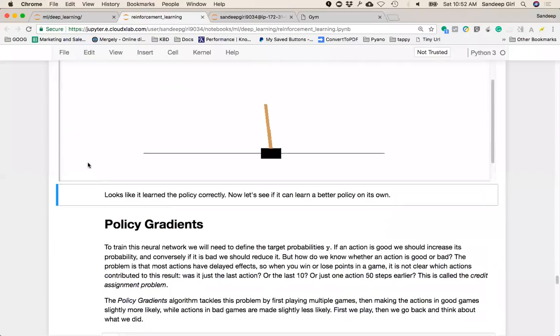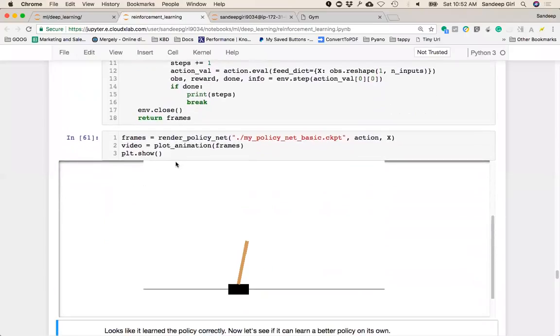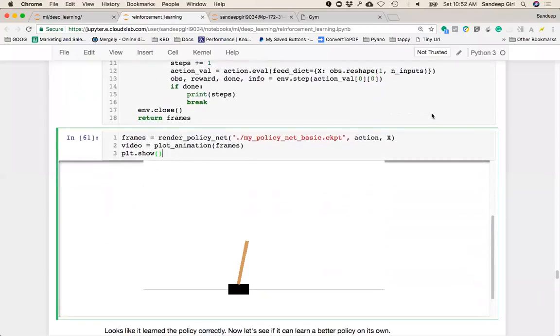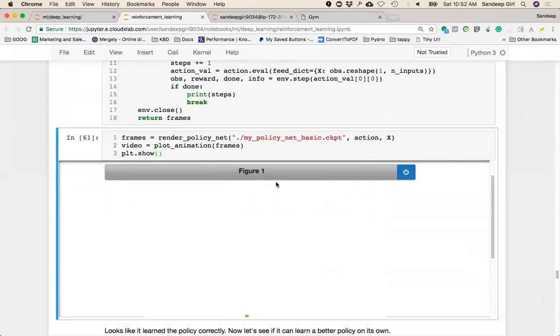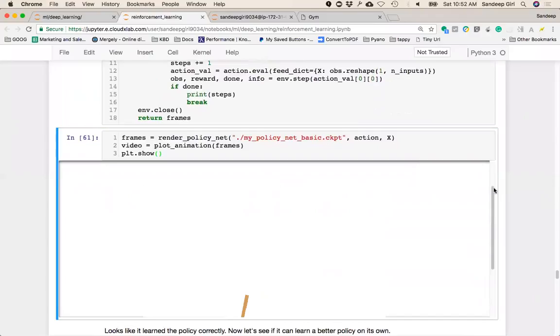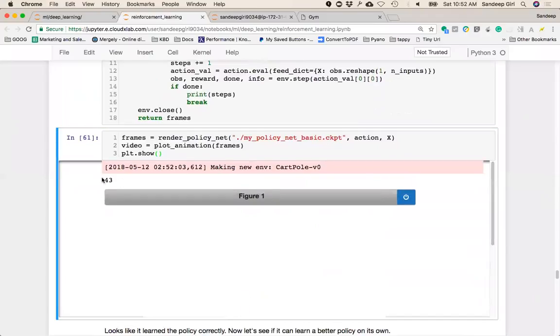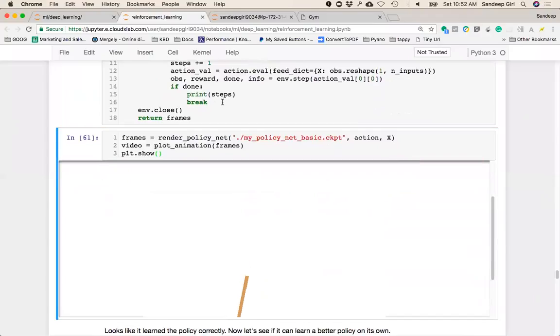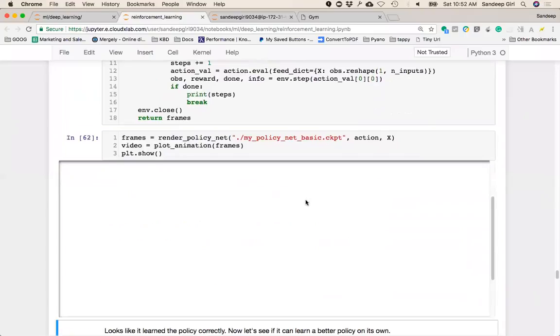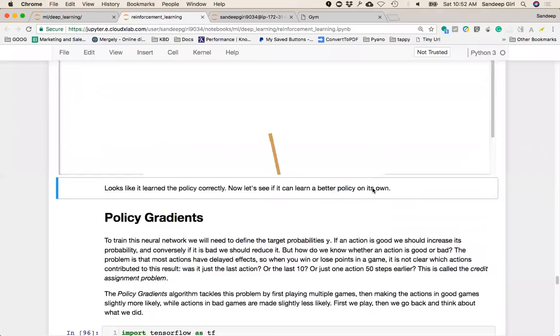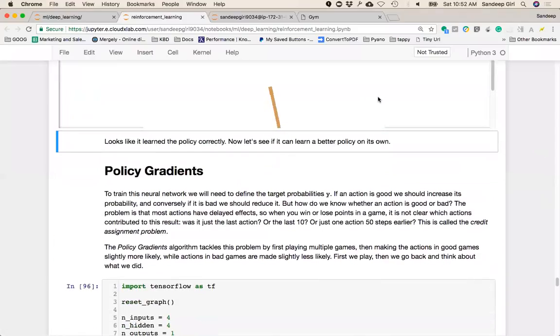So how many steps were there? I think some 40 steps were there. Yeah, 43. Okay, so this time lesser. All right. Still, it's not good enough.